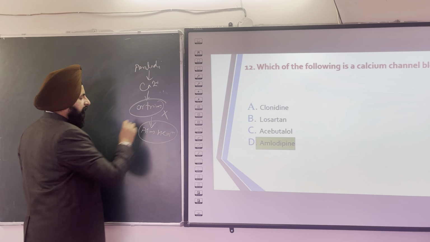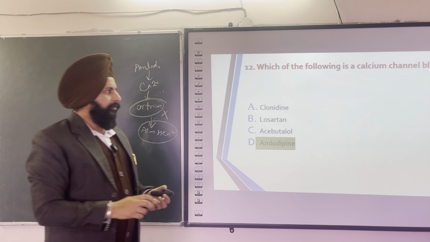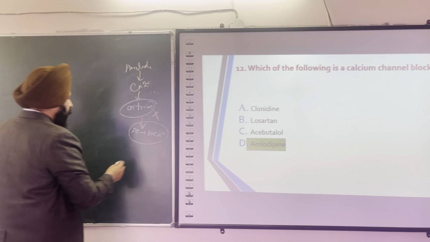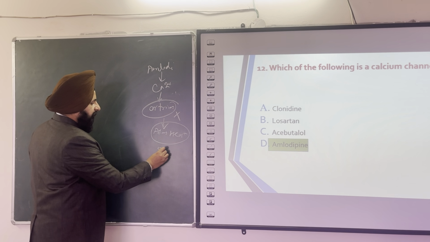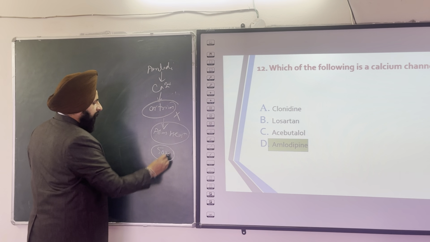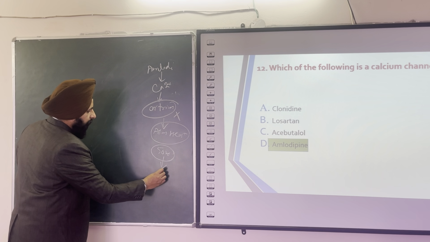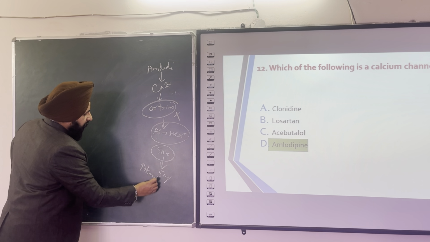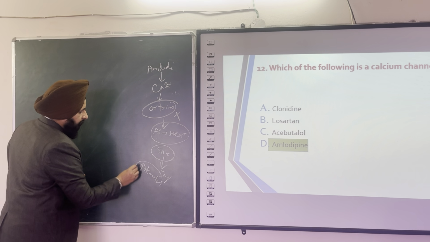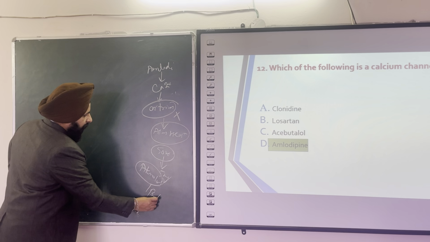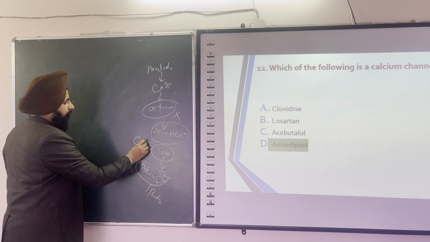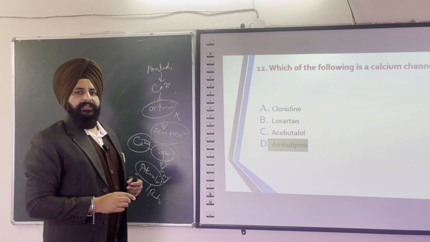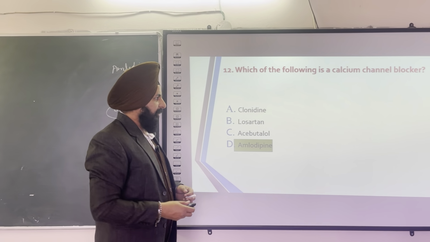So that means this amlodipine, which is a calcium channel blocker, is mostly used at a dose of 5 mg in combination with 50 mg of atenolol. So these both are antihypertensive. This is a beta blocker and this is a calcium channel blocker. So the dose ratio is 5 mg and 50 mg as an antihypertensive drug.